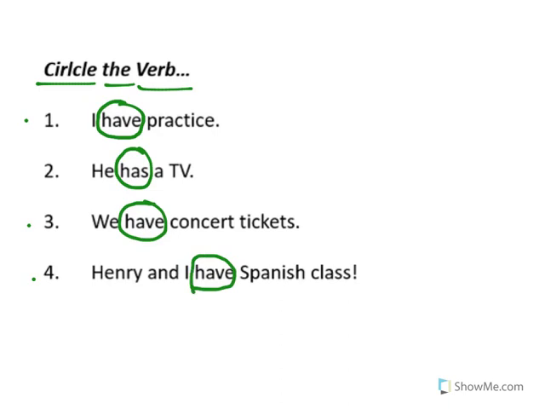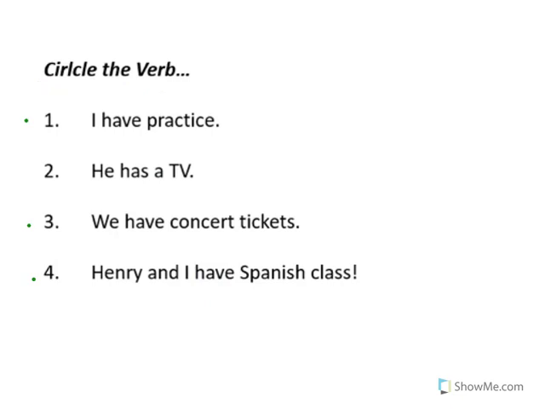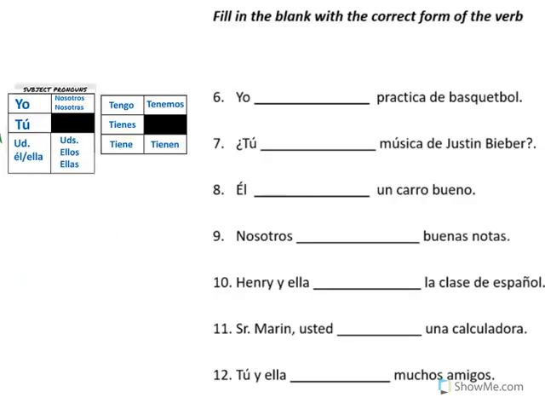What I want you to take away from this is that the verb, which we have circled, changes. We couldn't use the word have here, could we? We couldn't say he have a TV. That's wrong. That's what I want you to take away from these: the verbs are changing according to who is doing them in the sentence. Let's do them in Spanish now.